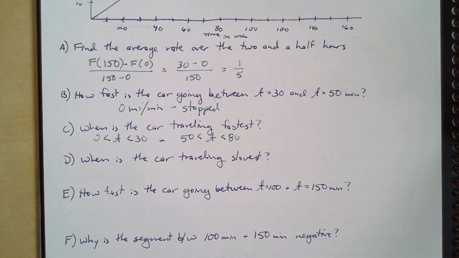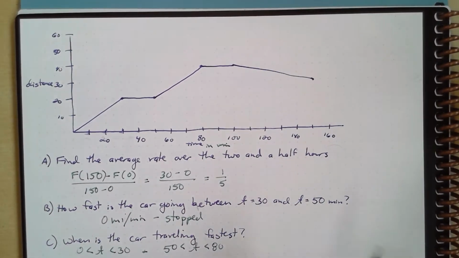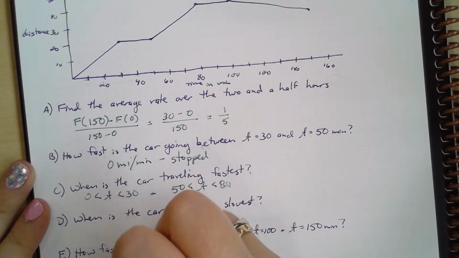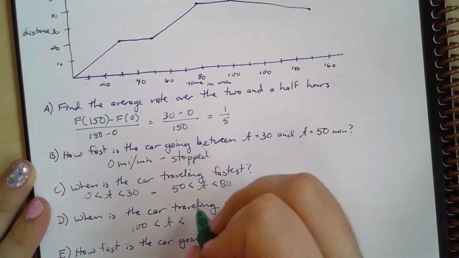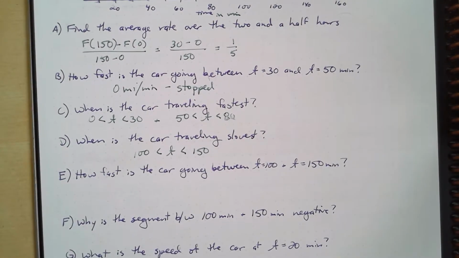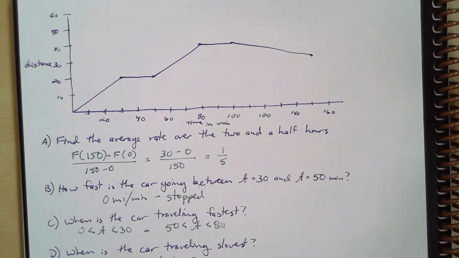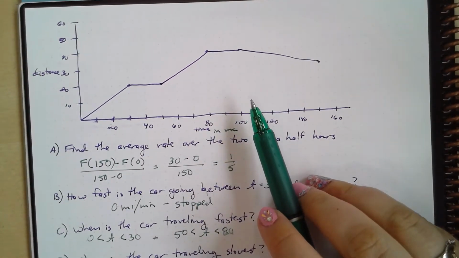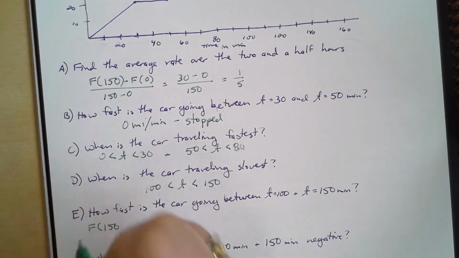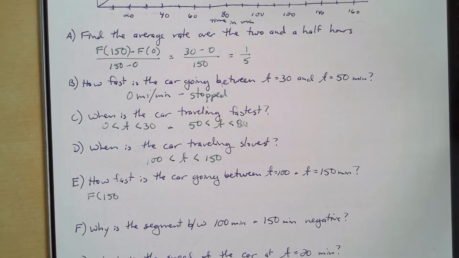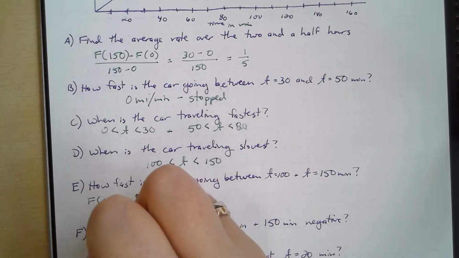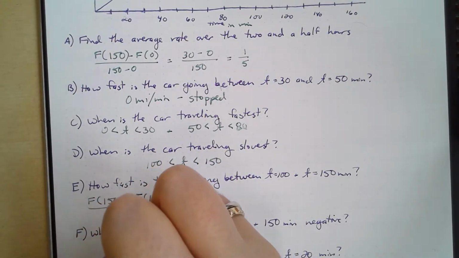Well, it looks like it's going the slowest, and it's actually traveling, not just stopped, between 100 and 150, right? So when 100 is less than t is less than 150. How fast is it going between 100 and 150? Well, if I go up here, I can look between 100 and 150. I'm going to calculate this using rates of change. So f of 150, can you see this? I'm just checking. Yeah, f of 150 minus f of 100 over 150 minus 100.